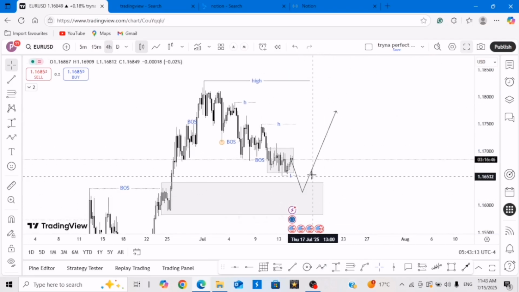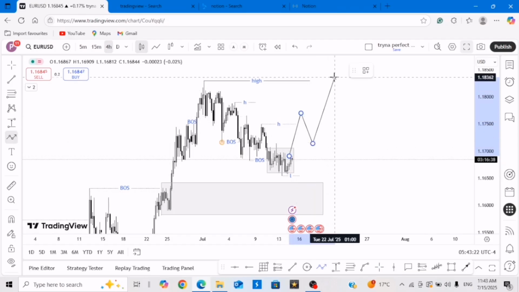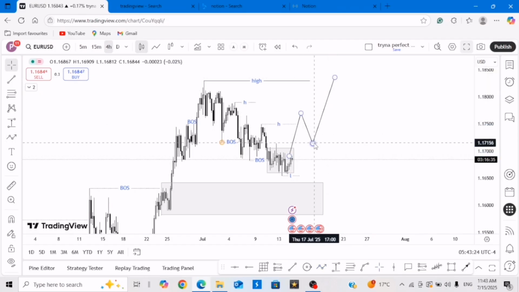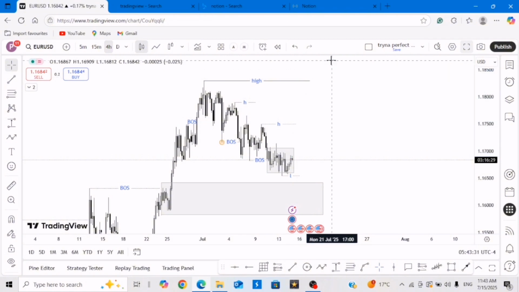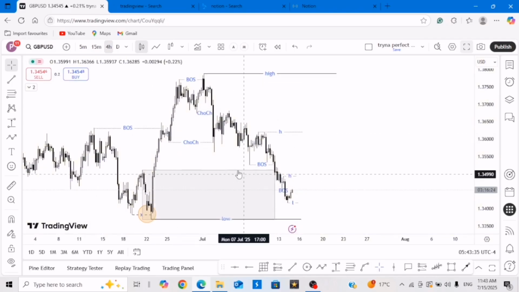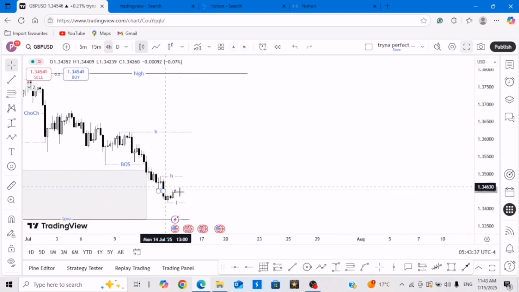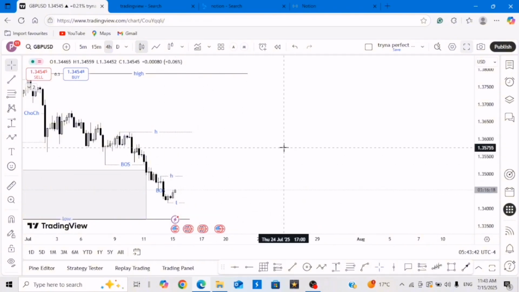You get me? Or the market might shoot up from here, break this high, then give us that pullback and then start shooting up. Or it might just push this high and go impulsive. So we're just gonna have to wait here. EUR/USD, no trades. GBP/USD, I'm waiting for this high to get violated first before starting to look for any sort of buy opportunities.